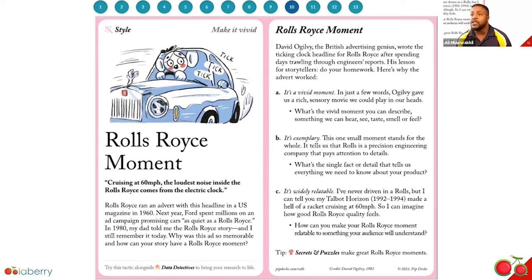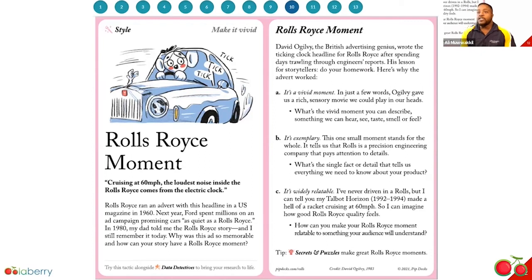So why is it so good? It's a vivid moment. In just a few words, he gave us a rich sensory movie we could play in our heads. What's the vivid moment you can describe? That's what I was asking myself. So I wanted to capture the heartbeat. Boom, boom, boom, boom. When can you hear a heartbeat? When you're nervous. You never pay attention to your heartbeat any other time. So I took a little bit of what I had here, twisted it a little, and put it in our situation. That's what I went with. That was my intro, what I started with, and then ultimately what I ended with.